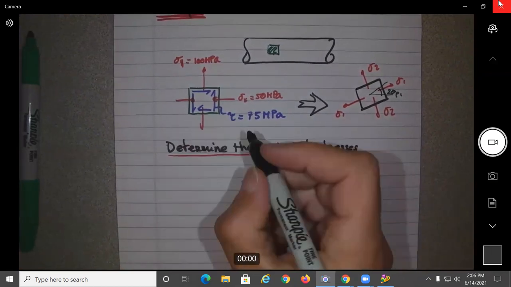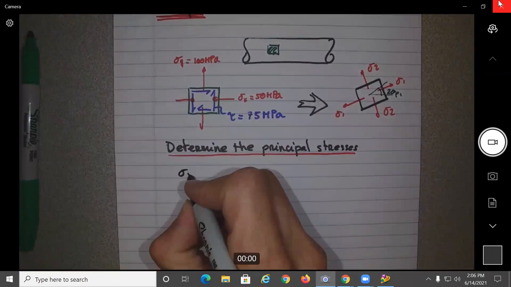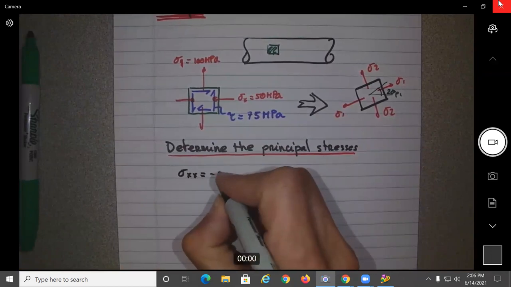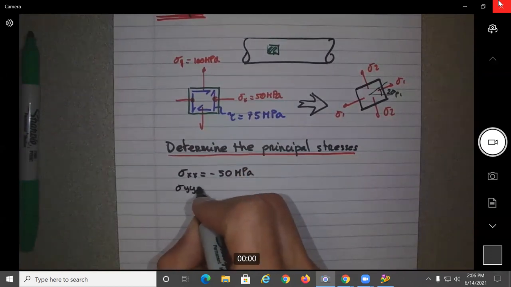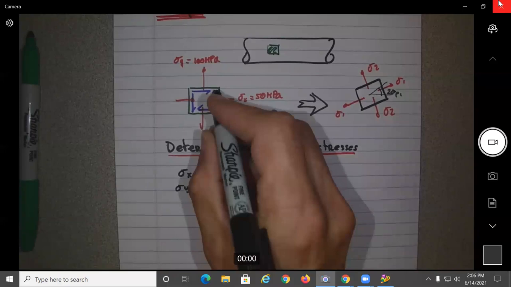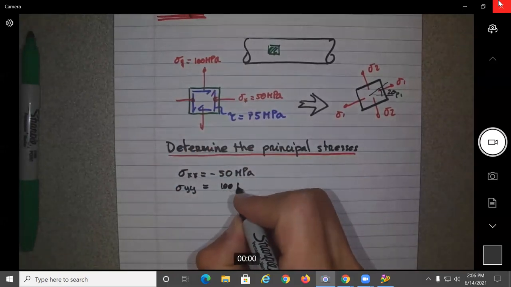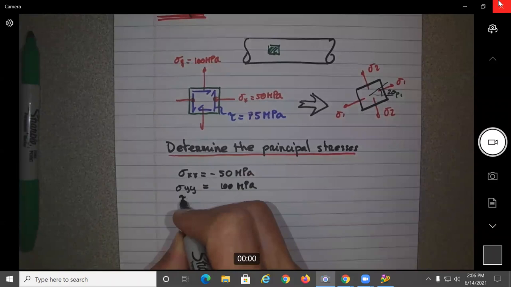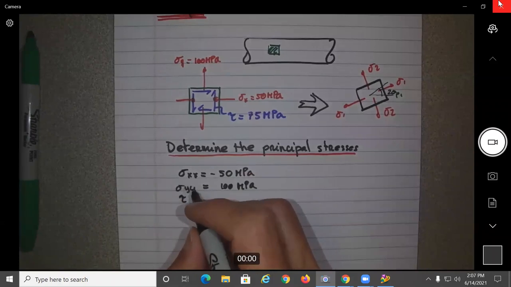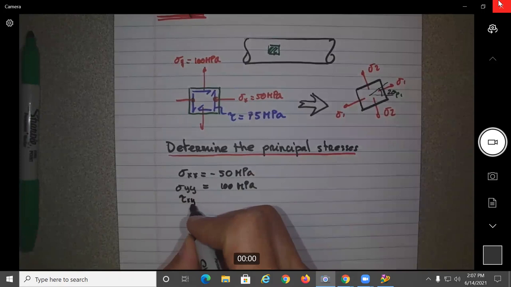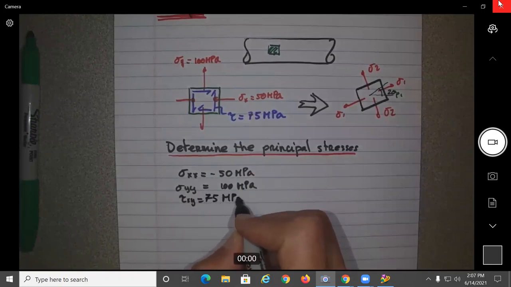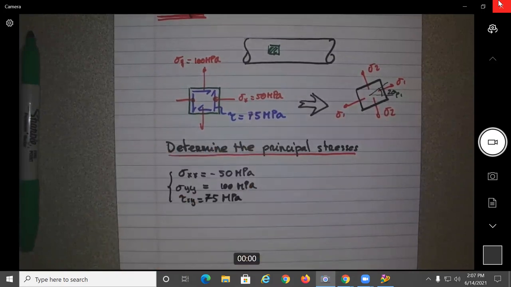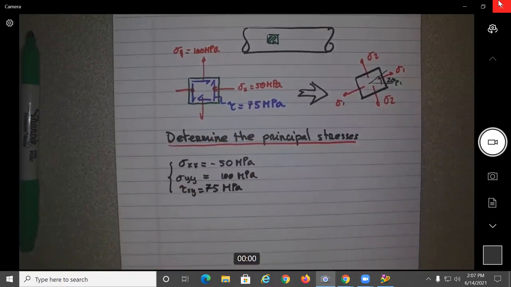So what does that mean? That means in our equation, sigma xx will be equal to minus 50 megapascals. Sigma yy will be equal to 100 megapascals. And tau xy will be equal to 75 megapascals. So again, this is a very simple example.